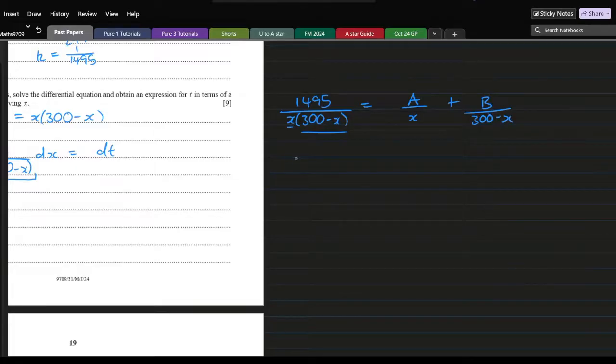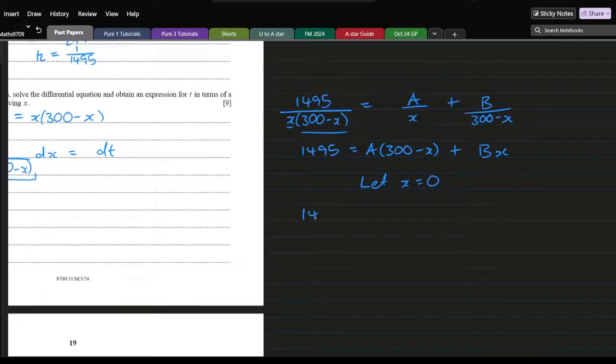Alright, so if we multiply through by x times (300 minus x) to get rid of all the denominators, this becomes A times (300 minus x) plus B times x. Now we need to find both A and B. Let's start with A. We can find A by letting x equal 0, because if you multiply B by 0 it gives us a 0, yeah?